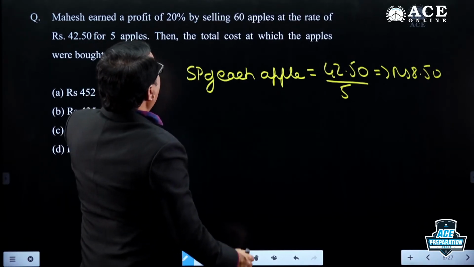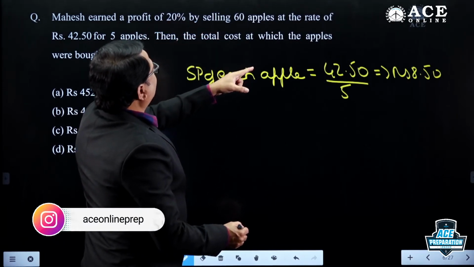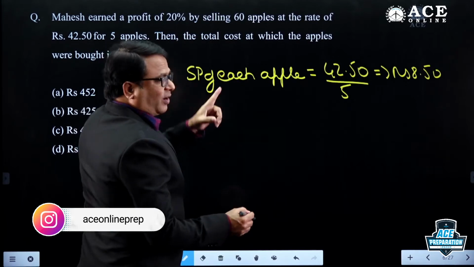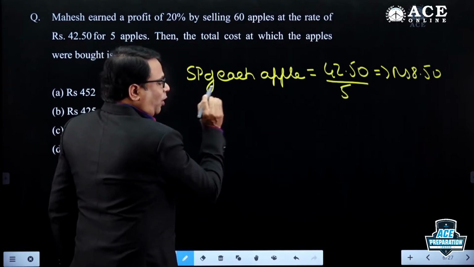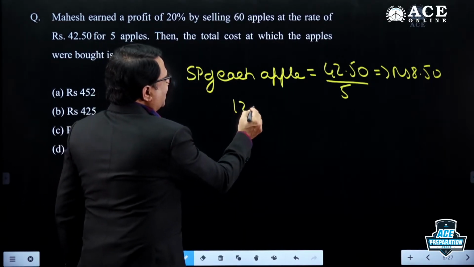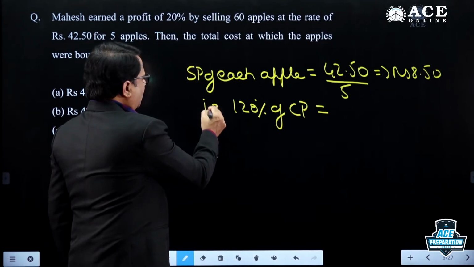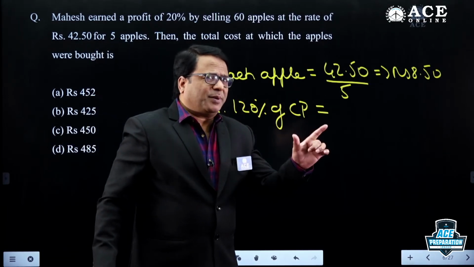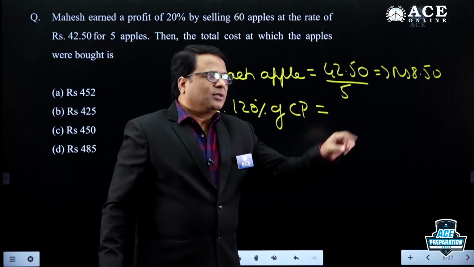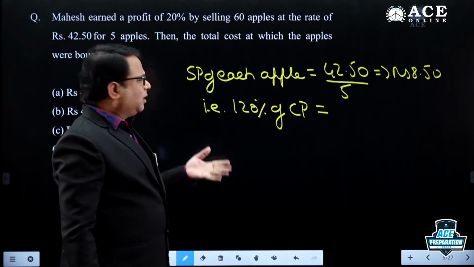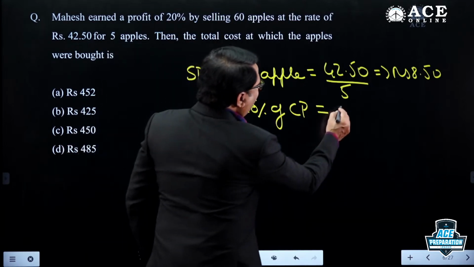Then what is the profit percent given? Mahesh earned a profit of 20% by selling 60 apples at the rate of 42.50 for 5 apples. So profit is 20%, it's clearly given. So when profit is 20%, I can write the selling price as 120% of cost price. Because I told you, if profit is P%, then selling price can be written as 100 plus P% of cost price. So here profit is given as 20%, so I can write the selling price as 120% of cost price, equal to how much?